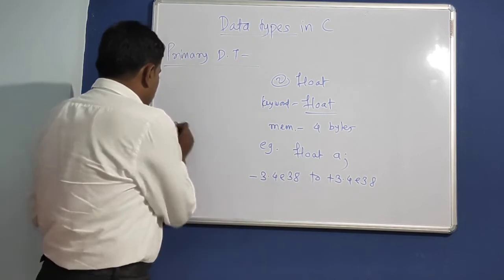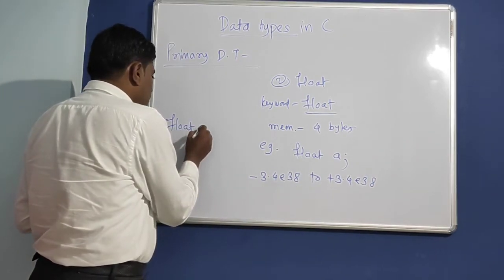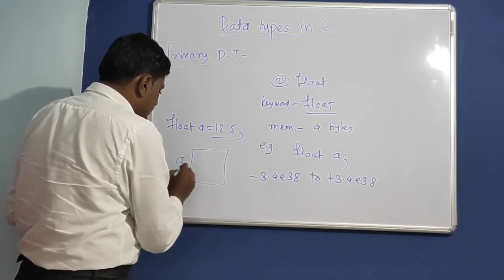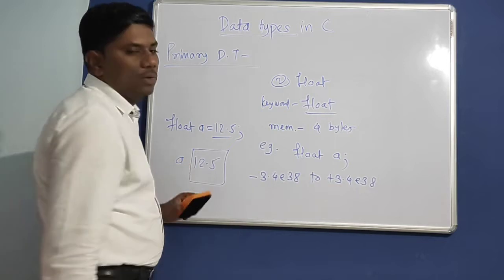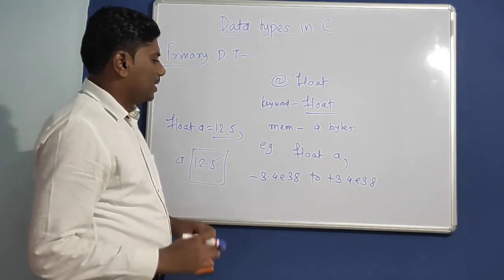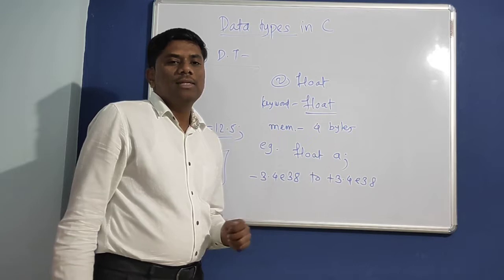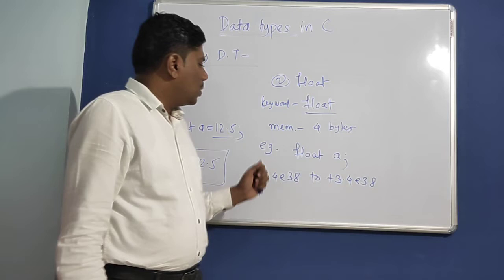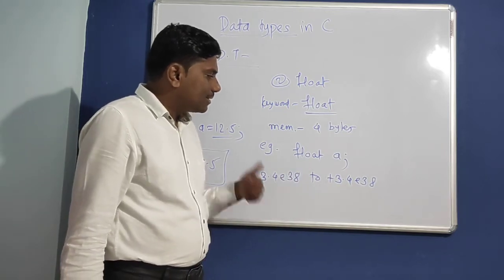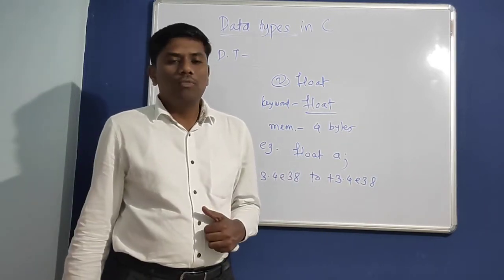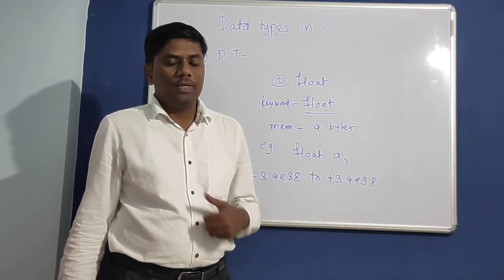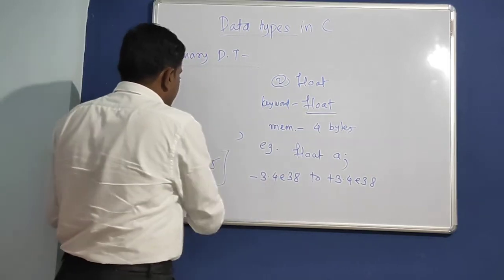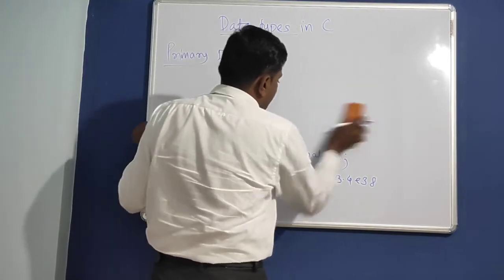So examples of float data type. See, float a equal to 12.5. So this a variable will store only float values. Getting? So see, there is no concept of signed and unsigned float. Now if you want to extend this range, then you can go for double data type. We'll discuss that later. Next data type is character.